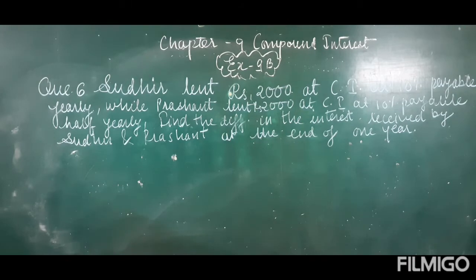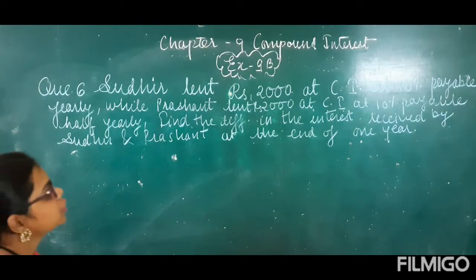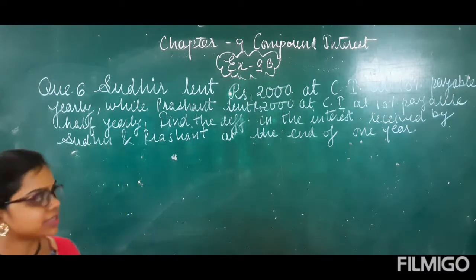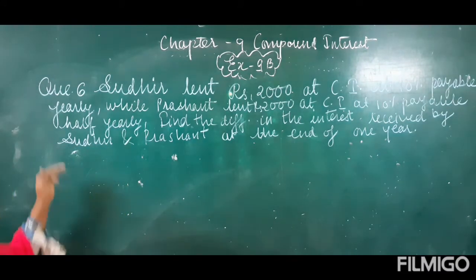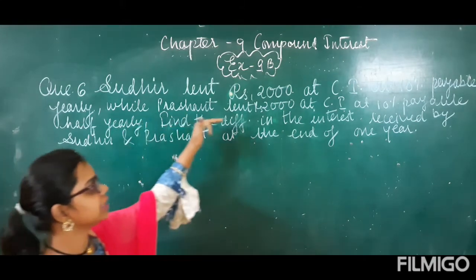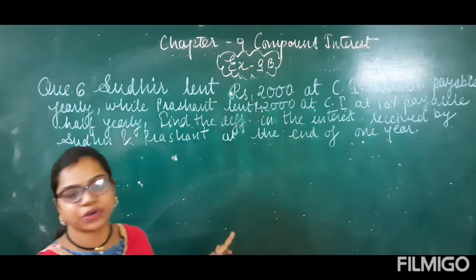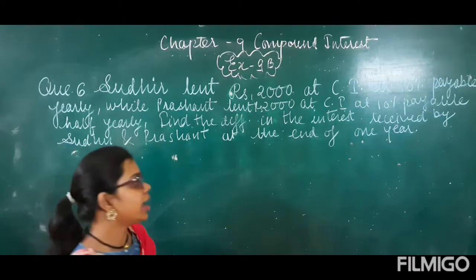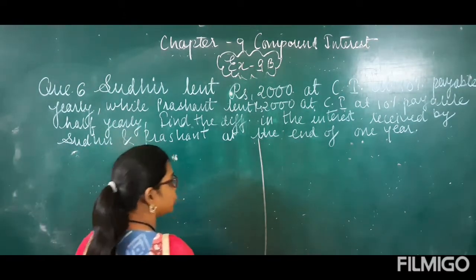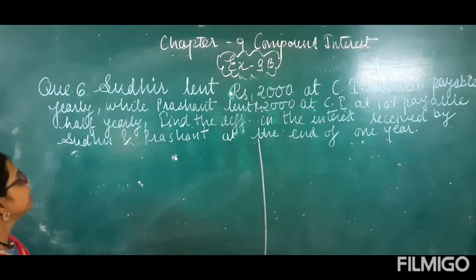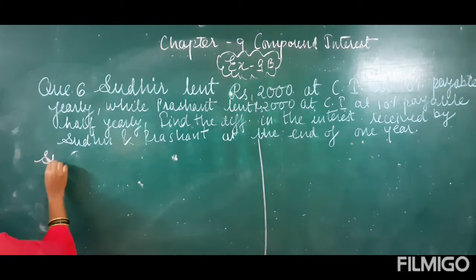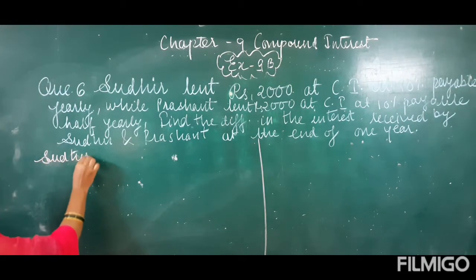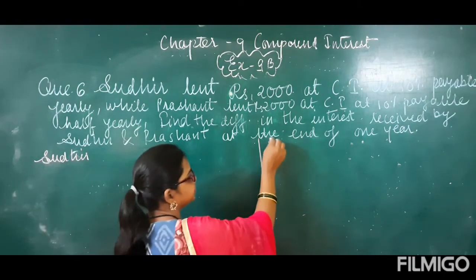This is question number 6. In this question it is saying, Sudhir lent rupees 2,000 at compound interest at 10% payable yearly, while Prashant lent rupees 2,000 at compound interest at 10% payable half yearly. Here we are having two conditions, one for Sudhir and one for Prashant. So for Sudhir I am writing here and for Prashant I am writing here.